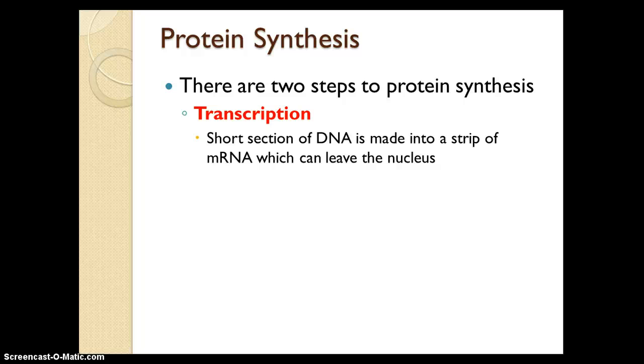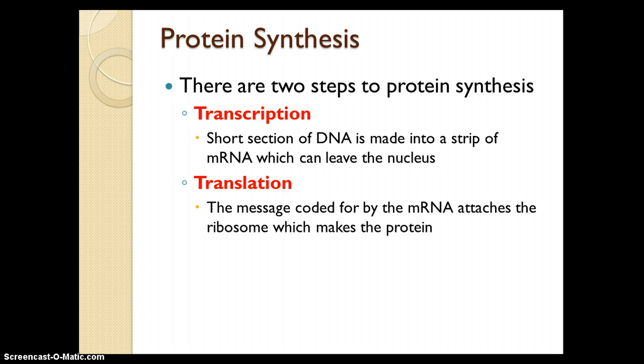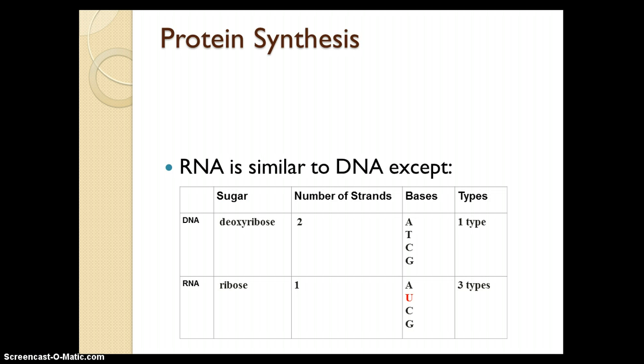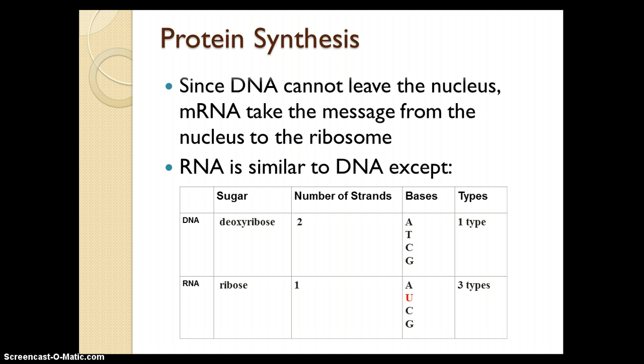It's the same idea: the DNA can't leave the nucleus, but the message that's coded in DNA has to get out to the ribosome where the proteins are actually made. So mRNA is a molecule that transports that message out to the ribosome. And translation is what happens at the ribosome, where the mRNA brings the message and decodes it and actually makes the protein. Since DNA can't leave the nucleus, mRNA takes the message from the nucleus to the ribosomes.